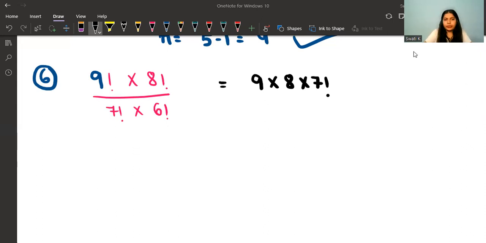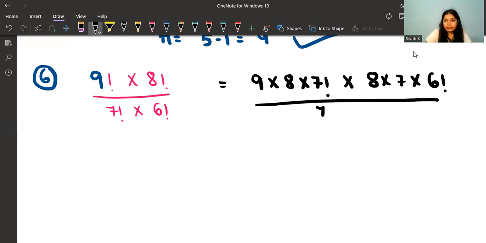Into 8 factorial, so it will become 8 into 7 into 6. I'll stop at 6 because again I can see a 6 factorial in the denominator. If you want, you can do the other way around as well. You can simplify 9 factorial till 6 factorial, and you can simplify 8 factorial till 7 factorial. Both ways you'll get the same answer.